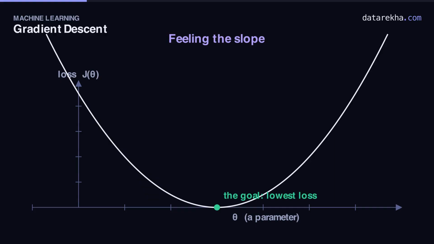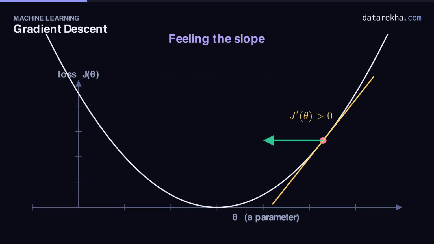All it has, at wherever it currently sits, is the slope of the curve right there, the derivative J prime of theta. Say the model sits here, to the left of the bottom. The tangent line leans downhill to the right. Its slope is negative, and a negative slope carries a simple instruction: to go lower, move to the right, toward larger theta.